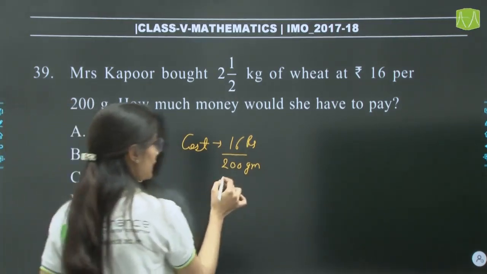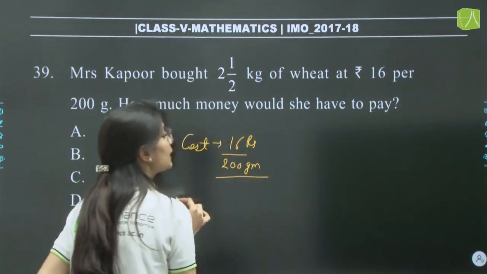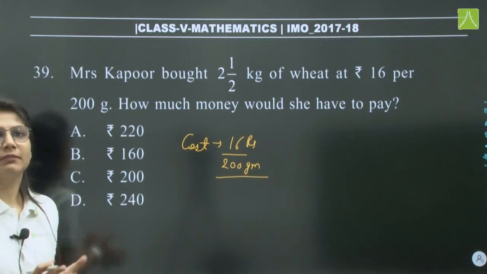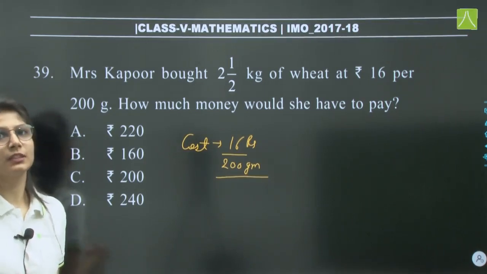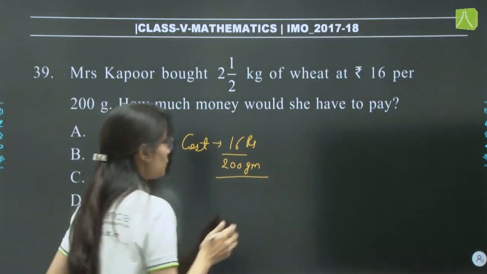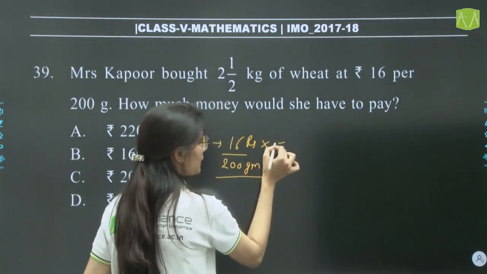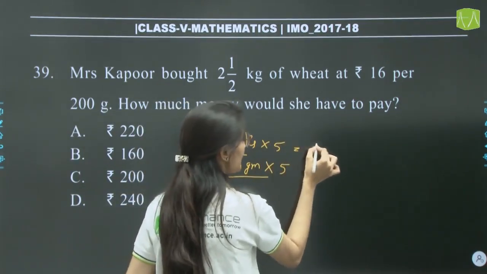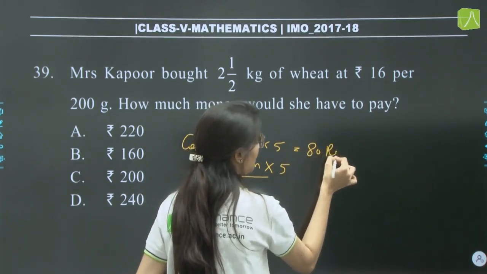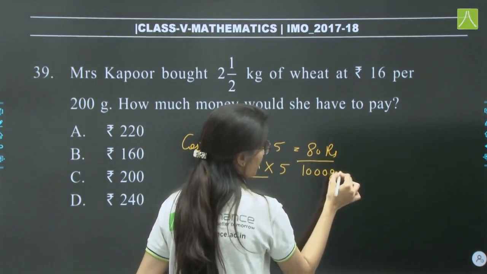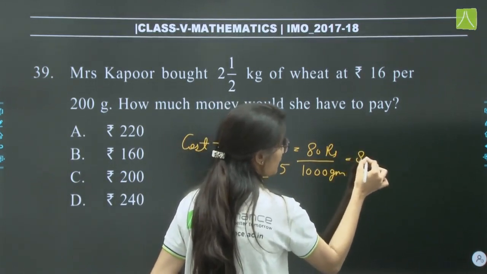So for this 200 gram, we want to convert it into kilogram. What can we do? We need to multiply it by 5. 200 multiplied by 5 will be 1000 gram, and 1000 gram is nothing but 1 kilogram. So we have to multiply this with 5, and this 16 also is going to be multiplied by 5. So this will be 80 rupees. Now this 1000 gram means 1 kilogram, so it's 80 rupees per kilogram.